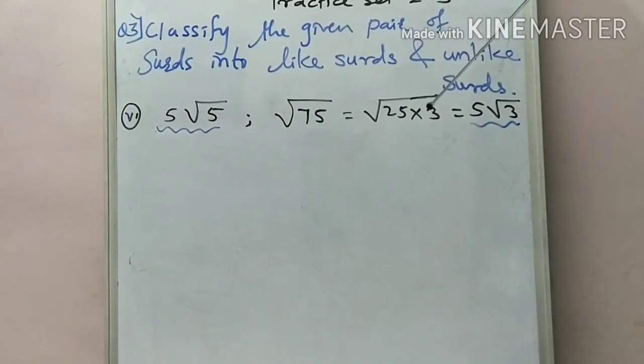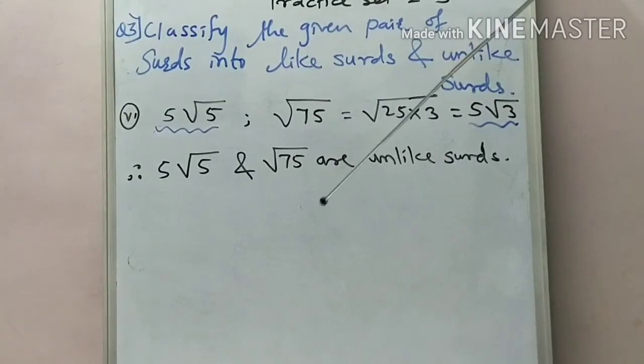Hence we factorize 75 as 25 times 3, where 25 is a perfect square number. Square root of 25 is 5, and root 3 stays as it is. Now as we notice the first and the second, the simplest form of root 75, the order is the same, but the radicands are not the same, and hence both surds are unlike surds. Okay, both are what? Unlike surds.